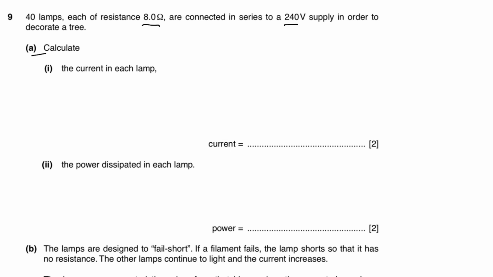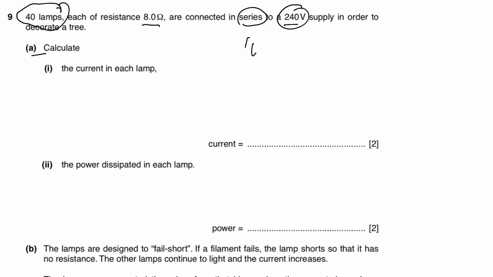So here you can see 40 lamps in series. Series means what? It is being shared. 40 lamps are sharing this 240 volt amongst themselves. So we have to use the unitary method to find out. How can we find out with the unitary method?